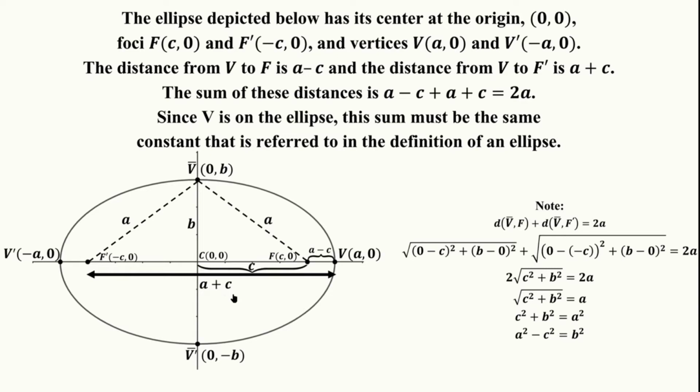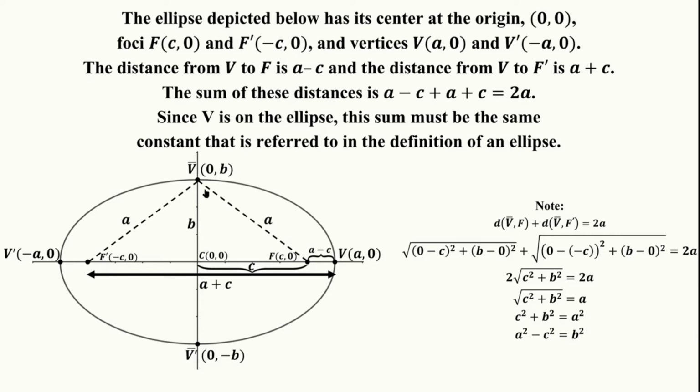So if I want to know the length of the string, all I have to do is take that distance and add it to that longer distance. So I get a minus c from here and a plus c from here, and I add them, and of course notice the c's cancel out, so I end up with 2a. So that's how I know the length of the string must be 2a.